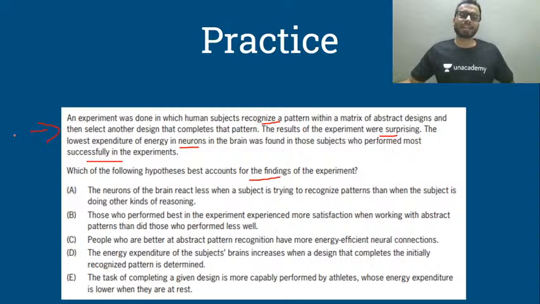This is an argument evaluation question. You have to account for the findings, right? You have to pick a hypothesis which explains this all.